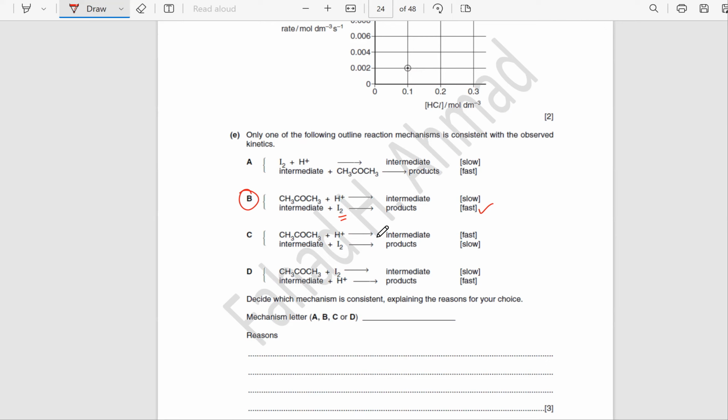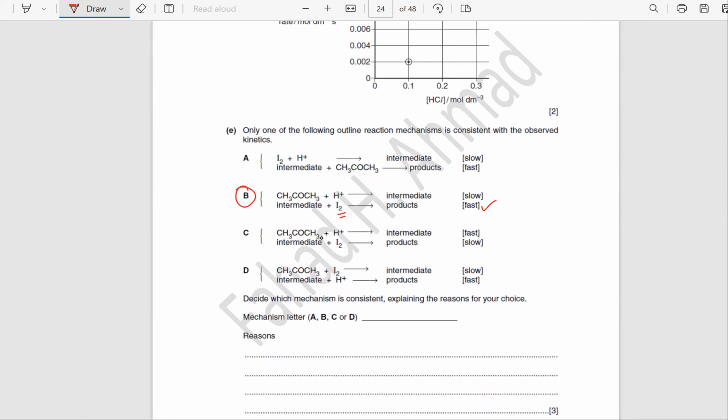Okay, here, why is C wrong? C would be wrong because the rate depends on the slow step, right? So what would the rate depend on? The rate would depend on iodine, which is wrong. We said that the rate should not depend on iodine, right? It would depend on iodine's concentration and on the intermediate concentration. Let's write the intermediate as IM, okay.